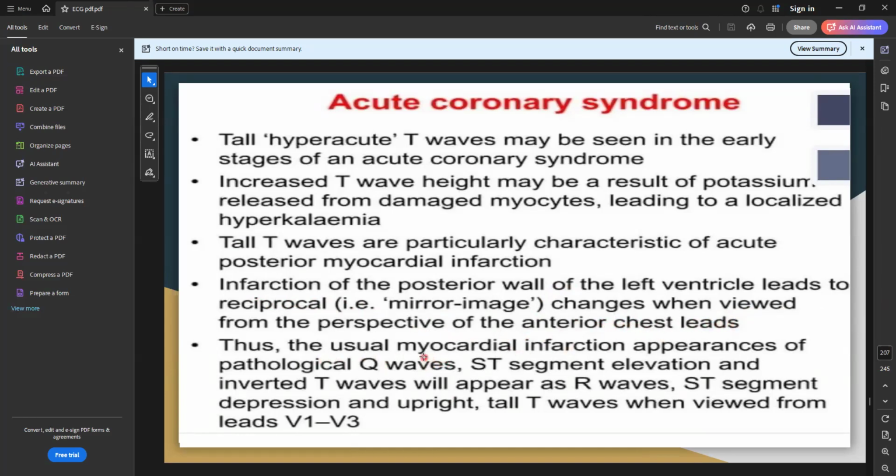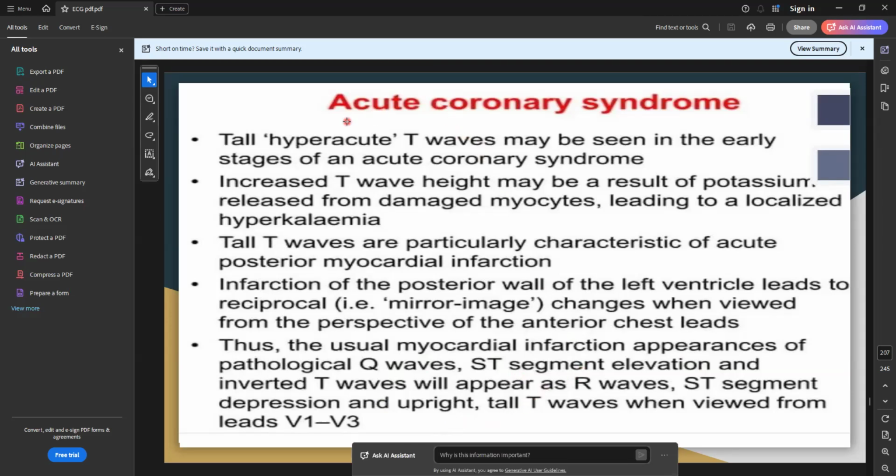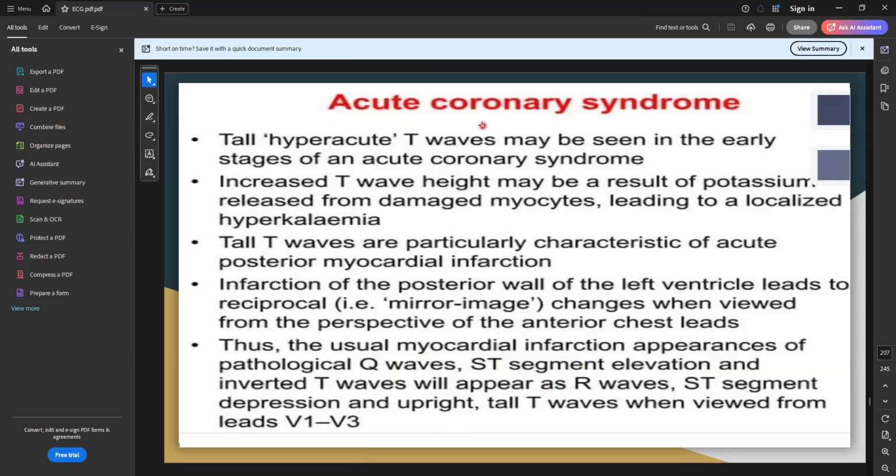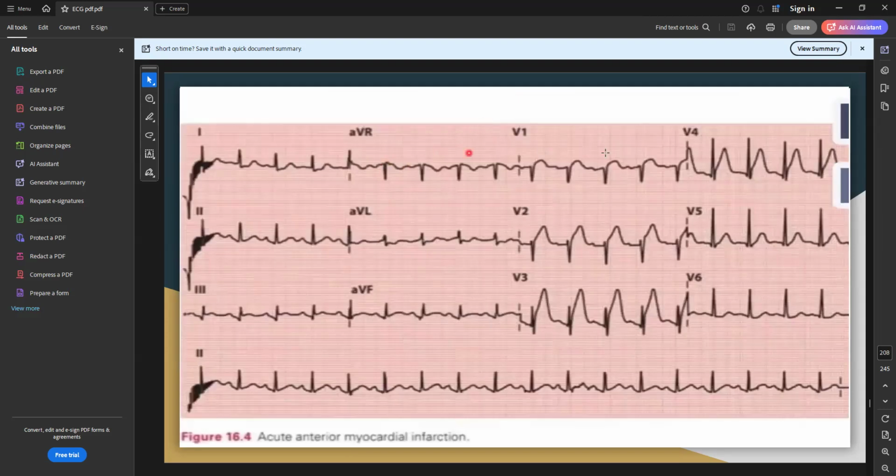Thus, when there is myocardial infarction with the appearance of Q waves, ST segment elevation and inverted T waves, then you can say that the patient is in acute coronary syndrome. This is the ECG showing acute coronary syndrome. You can see hyperacute T waves. At the same time, here is ST elevation in lead 3 and here ST segment depression.